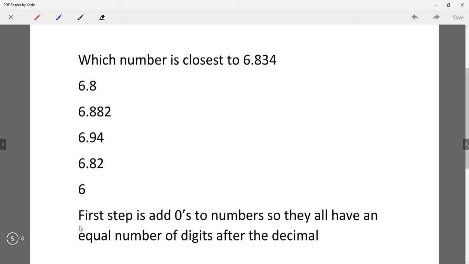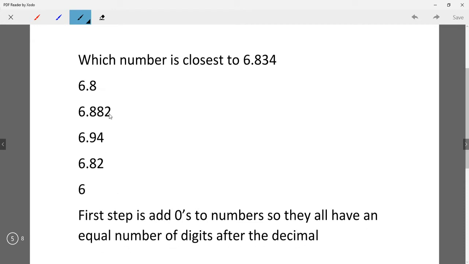Now, I would say the first step is to add zeros to the numbers. Obviously, you can only add zeros after the decimal place. Otherwise, it will change the value of the number. But if you just add zeros at the end of the decimal, it does not change the value. So we want to add zeros to the numbers after the decimal place and after any digits, so they all have an equal number of digits after the decimal.